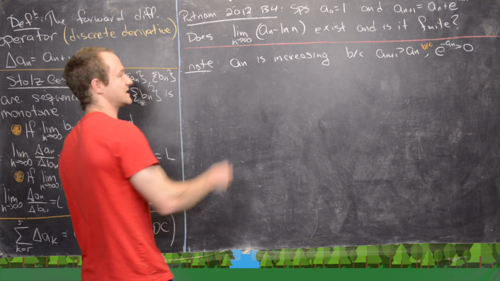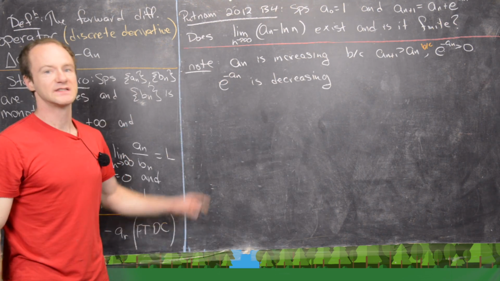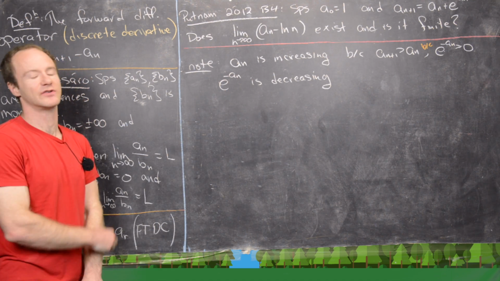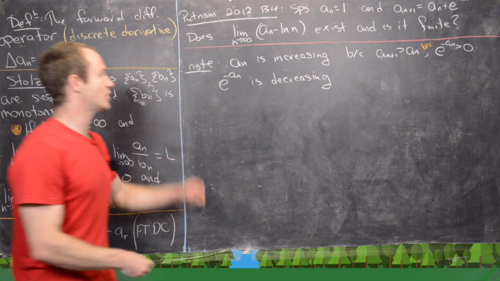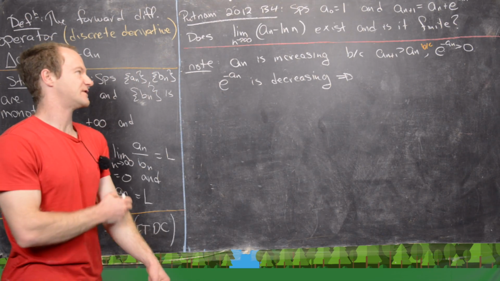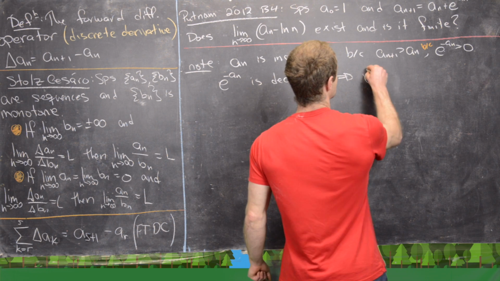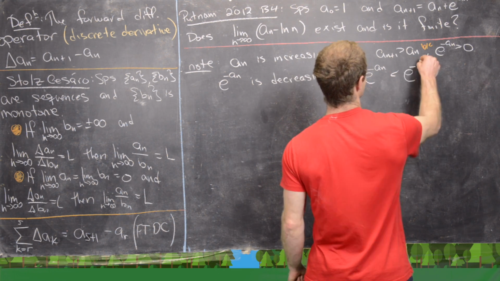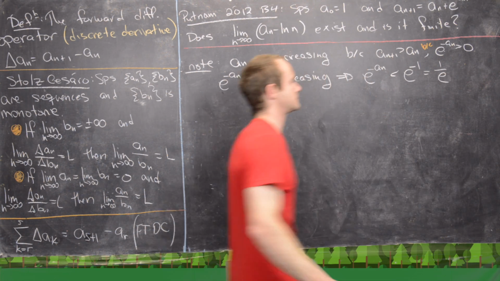But what that tells us is that e to the minus a_n is decreasing. And so that's pretty easy to see. If a_n is increasing, then e to the minus a_n is decreasing. And that's because e to the minus x is a decreasing function. So good. But what that tells us is that the very, very first value of e to the minus a_n is the largest. So we have e to the minus a_n is in fact less than e to the minus a_0, which is e to the minus 1. And so that is 1 over e.